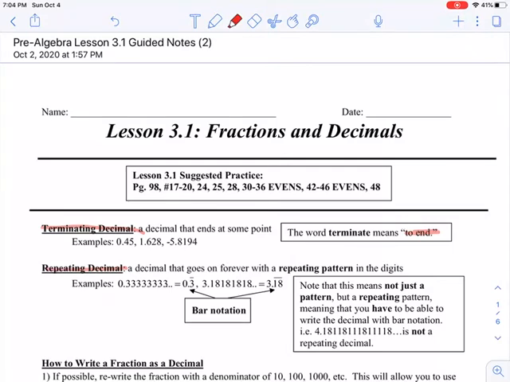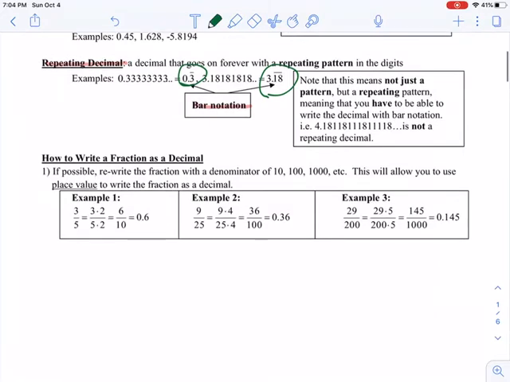Repeating decimals mean that there's a pattern to them. We use bar notation, which is illustrated right here for you. You put the bar over the numbers that are being repeated. So how do you write a fraction as a decimal? Well, one of the ways is if you can get the denominator to a power of 10. And then it's just your place value.